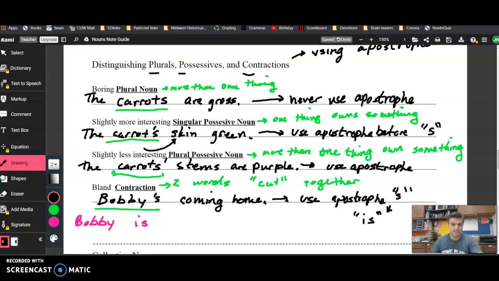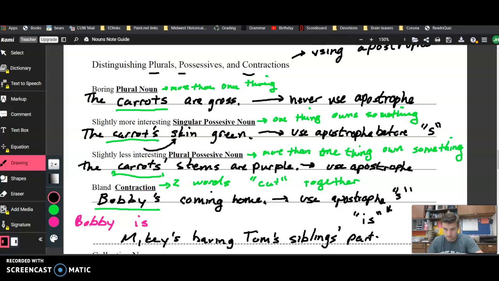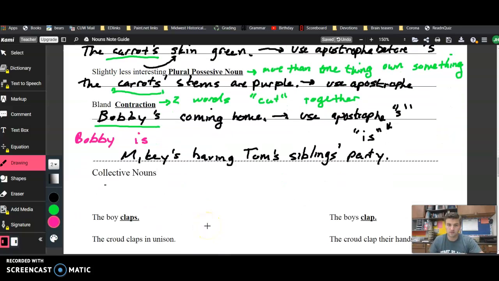For example, if you had a sentence that said, Mikey's having Tom's siblings' party. When you have a sentence like this, all we are looking for you to do is tell the difference between those things. So let's look at all these words that have apostrophes and see if you can distinguish what they are. We have the word Mikey's.